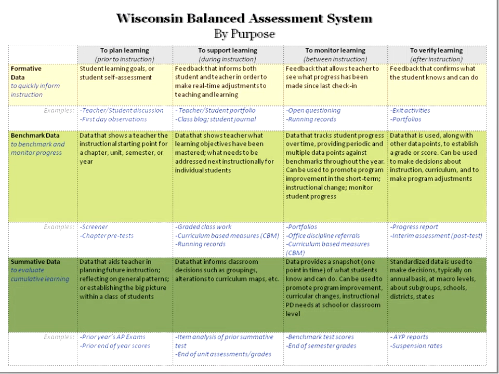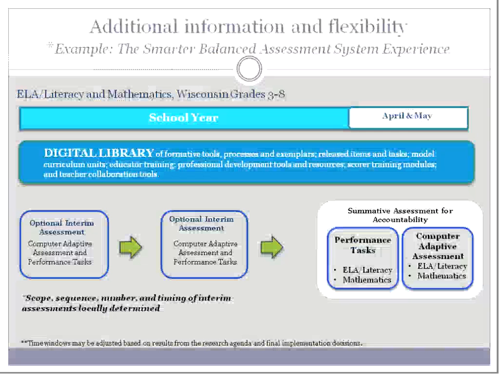This chart shows the range of data needs along a continuum of assessment choices. This is our assessment system by purpose chart. If you would like to download this chart, a PDF version is available on the DPI website. And this graphic shows the options available to educators within the Smarter Balanced Assessment. You will see that these options mirror the formative, benchmark, and summative assessment options we've already discussed.